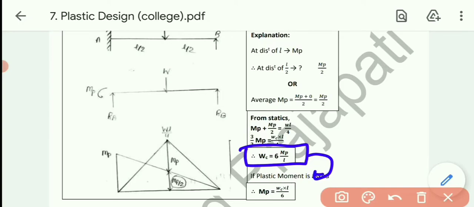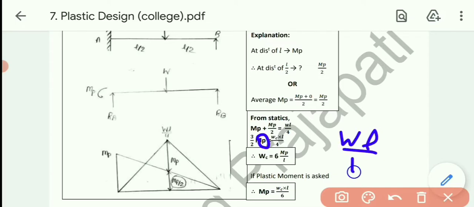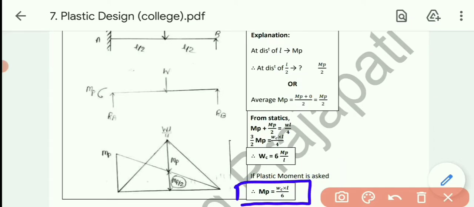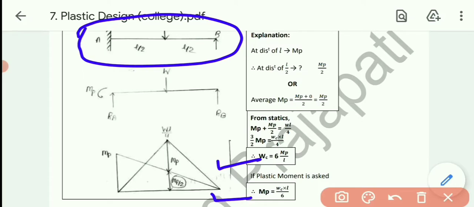And if the plastic moment has been asked, then we can make MP the subject. WL by 4 on the right hand side and 2 by 3 on the opposite side. So ultimately MP will be WL by 6. Finally, these are the formulas which will be used in the analysis method. I am just explaining their derivation. So this one is the formula of W, the collapse load of the prop cantilever beam with central point load.